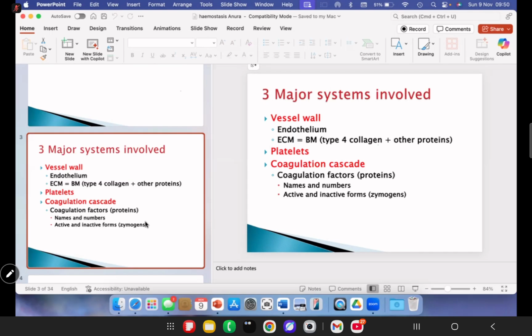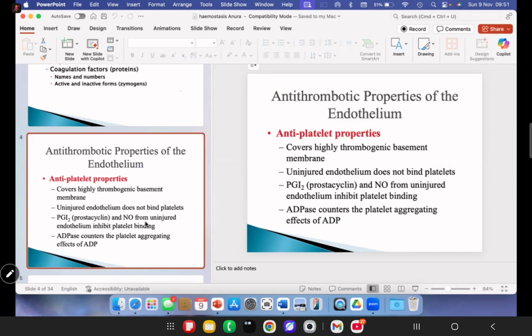On the other hand, the coagulation cascade factors are proteins, right? And the coagulation cascade won't occur properly in a hypothermic situation. If your patient during surgery is hypothermic, there is a problem. So you have to correct the temperature to 37.